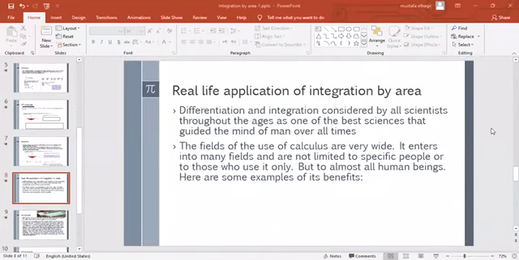So now I will be talking about the real-life application of integration by area. Differentiation and integration are considered by all scientists throughout the ages as one of the best sciences that guided the mind of man over all times. The fields of the use of calculus are very wide. It enters into many fields and is not limited to specific people or to those who use it only, but to almost all human beings. Here are some examples of its benefits.